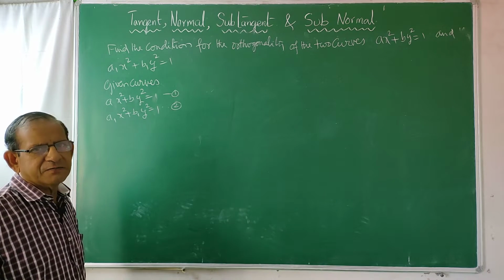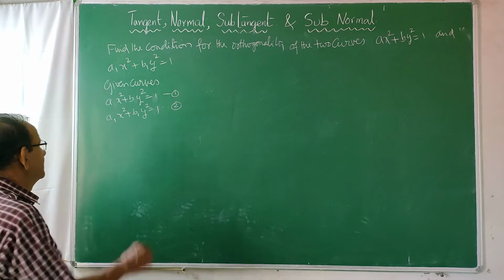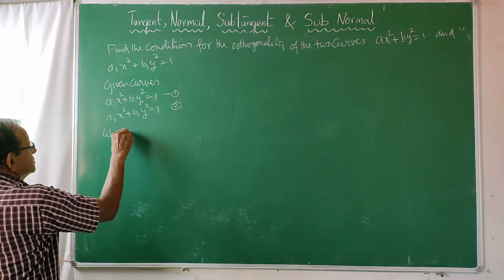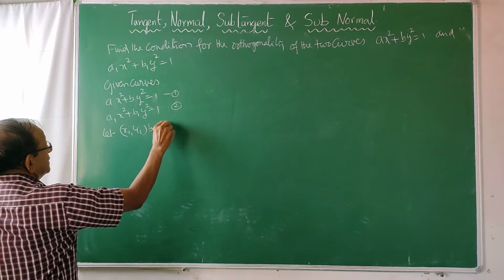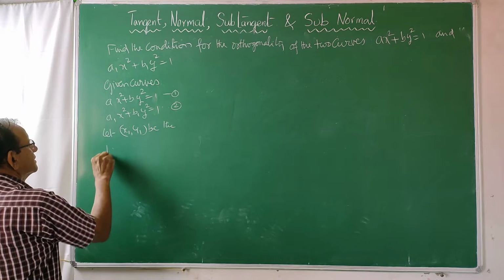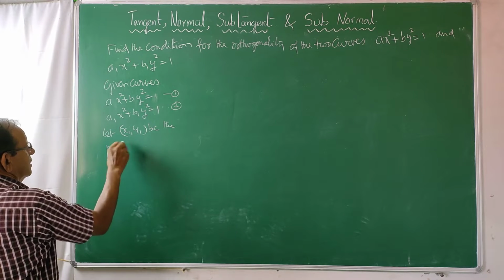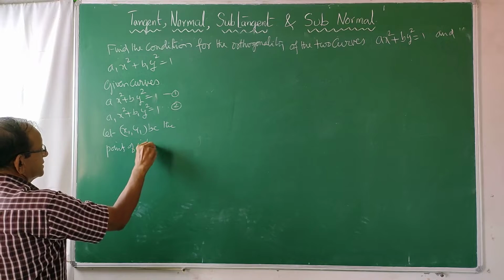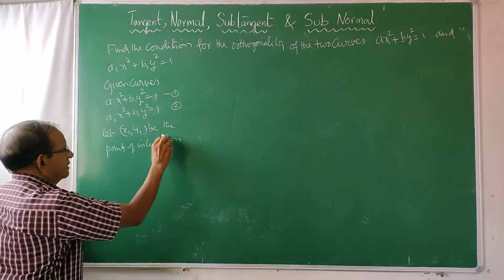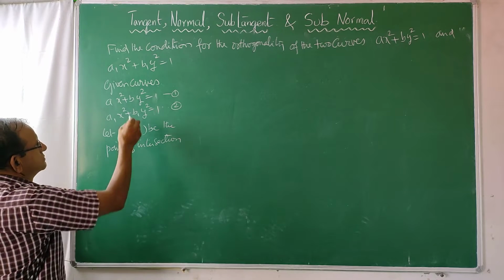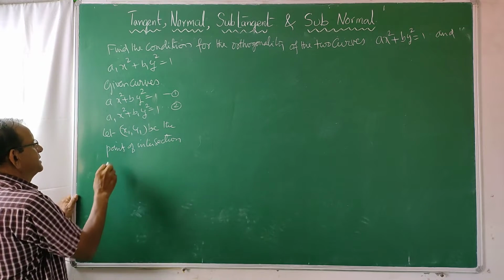Let us take the point of intersection as x1 y1. Let x1 y1 be the point of intersection. Then differentiate 1 with respect to x.